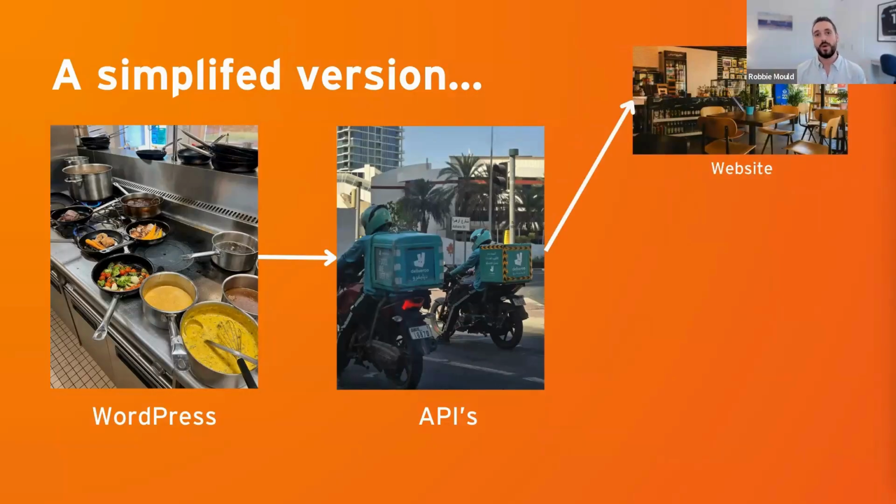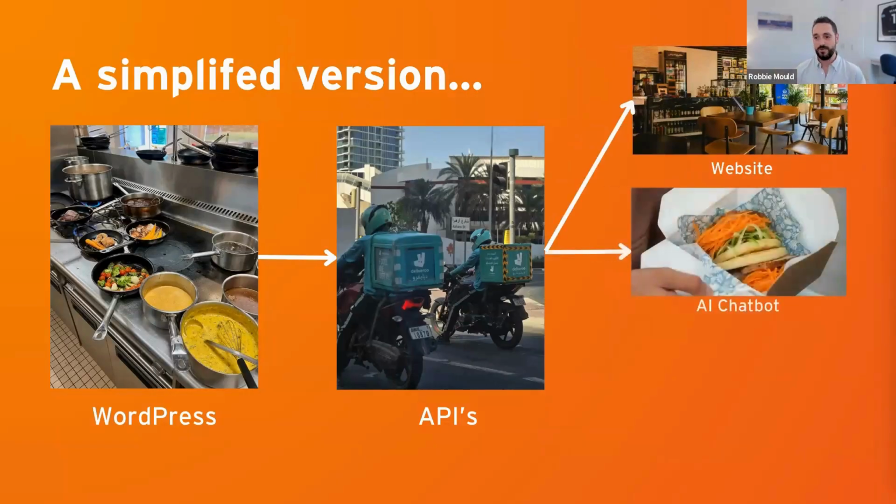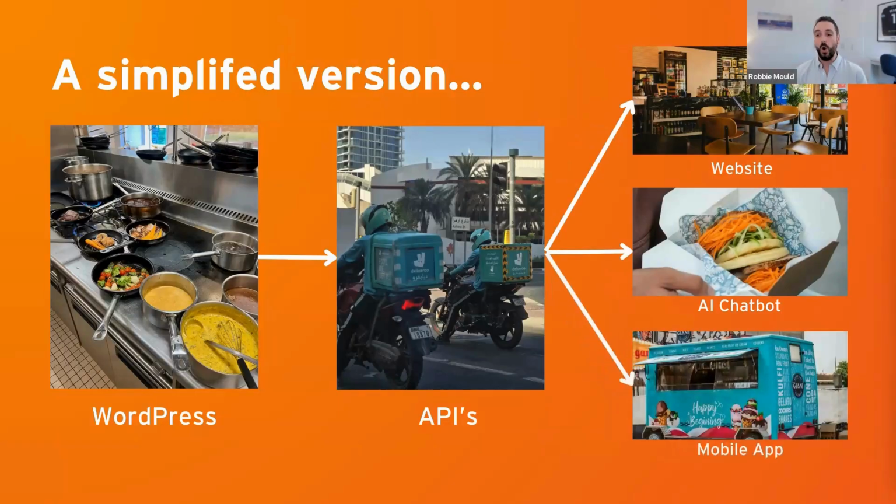So, for example, your website could be your restaurant, as I mentioned before. The AI chatbot could be delivering your dishes to your customers at their address, at their home. Or it could be through a mobile app or a food truck at a festival. And it just means that you don't need to invest in multiple resources in order to deliver and send this content.